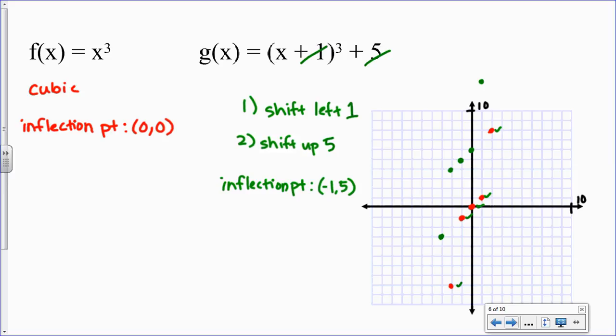Okay, and there is my graph. So it should still look like a cubic when you're done. That's how you know if you did all the correct transformations to your points. It should look like you took your cubic function and shifted it left 1 and up 5. Okay? Let's do another one.